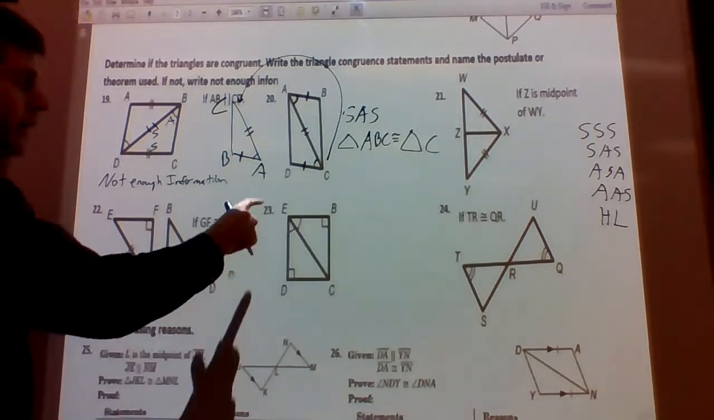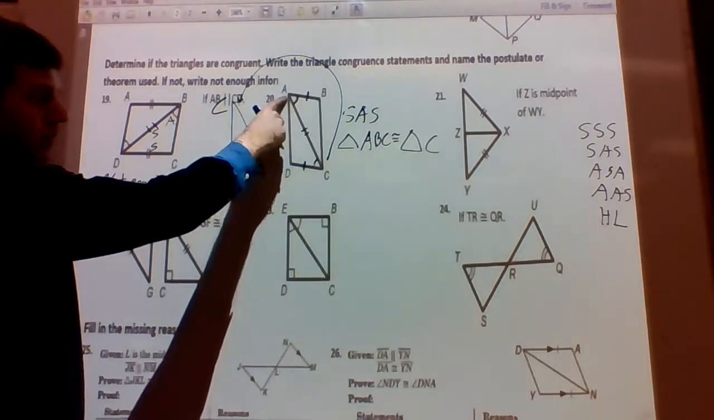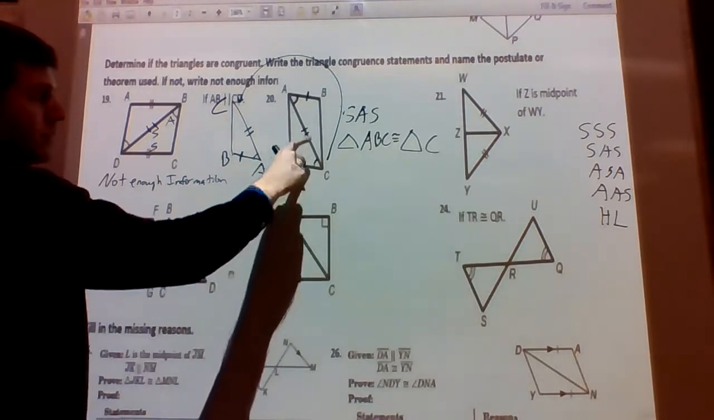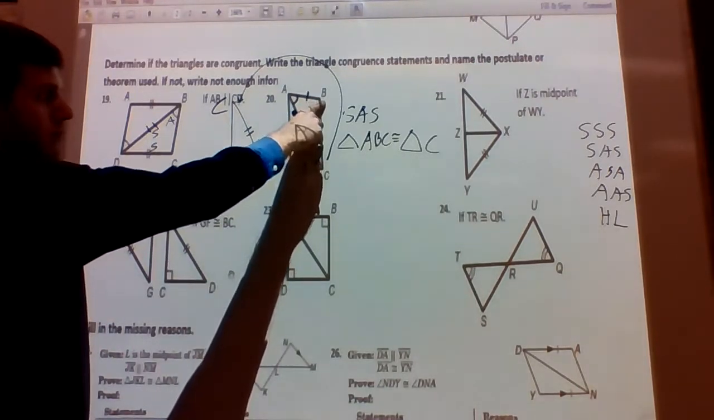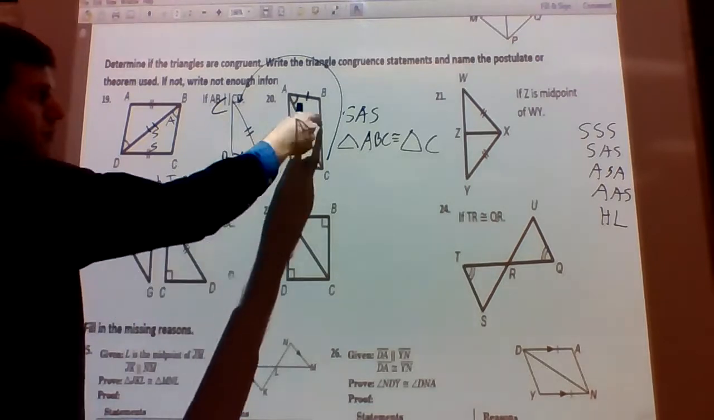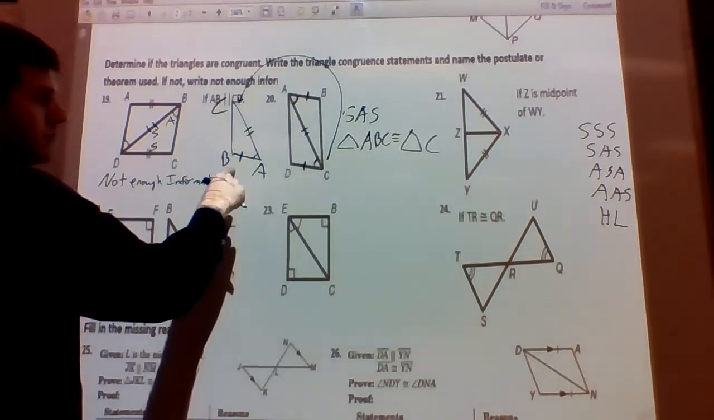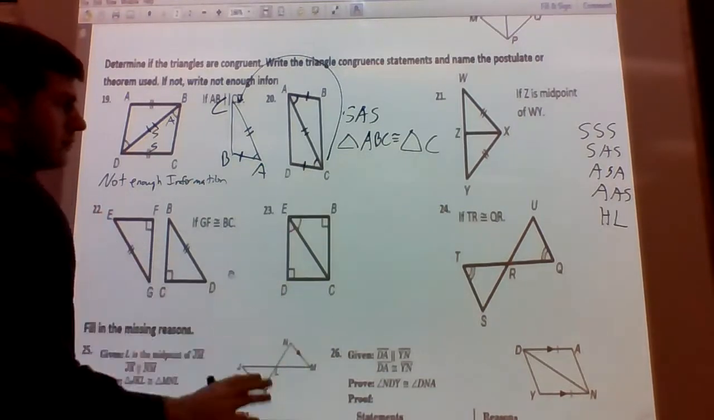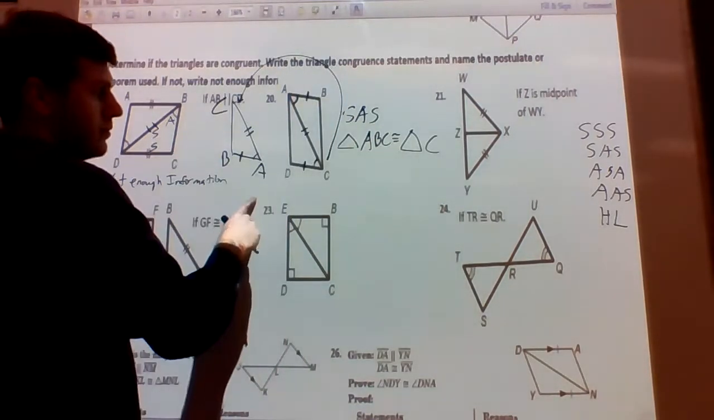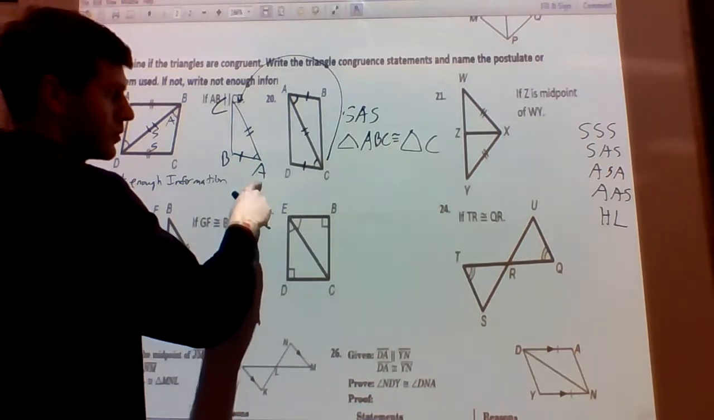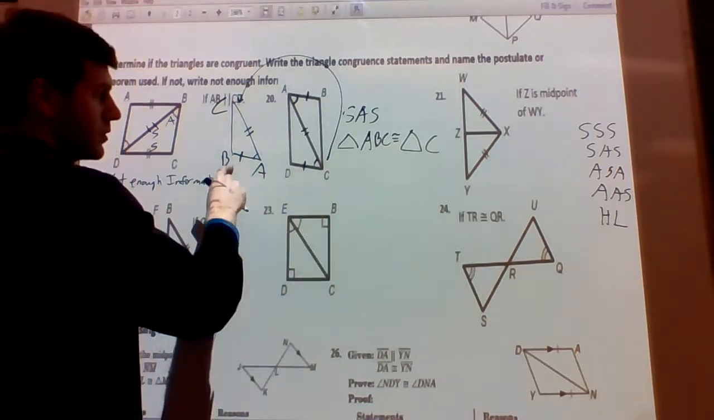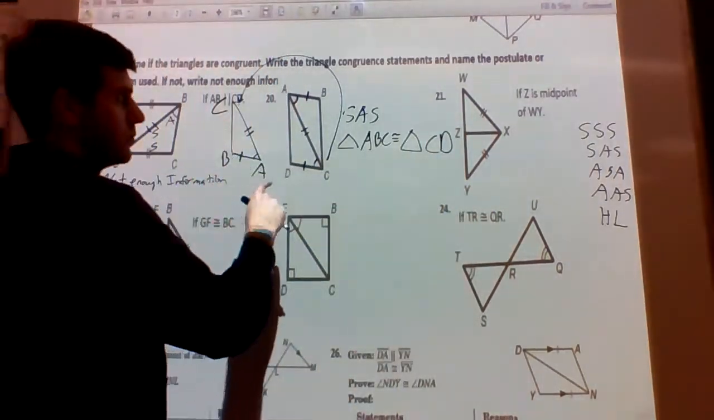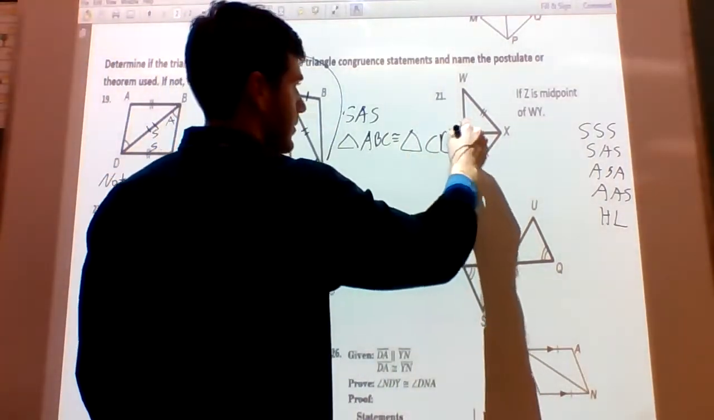So what corresponds with A in the first triangle is going to be C in the second triangle. What corresponds with B in the first triangle? Well, this is the first triangle. What corresponds with B is going to be D. We flipped our first triangle. So this is our first triangle. So what corresponds with A, it's going to be C. What corresponds with B, it's going to be D. And then what corresponds with C is going to be A.